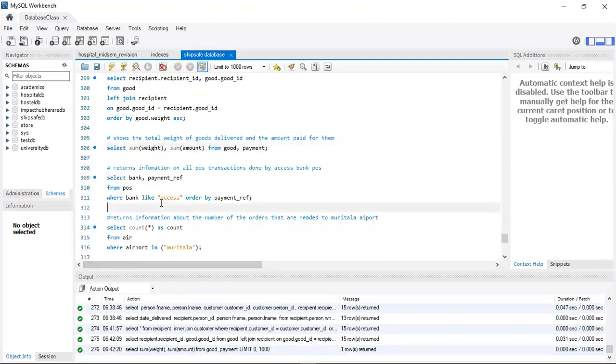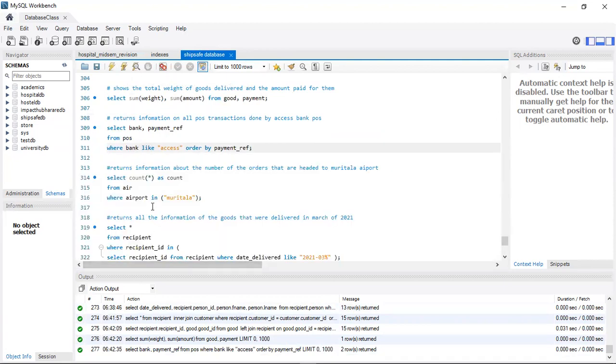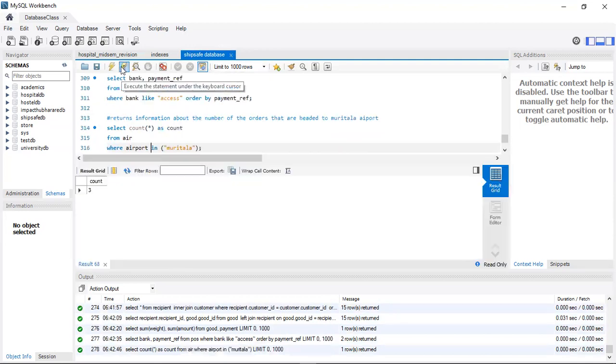Then this one returns all information on all POS transactions done by Access Bank. Obviously, Access Bank can be changed to other banks like Zenith and GTB, depending on what the searcher is looking for. Then these are all Access Bank. Then this one returns the total amount of goods of orders that are going through Murtala Mohammed International Airport, Lagos, which is 3 for this table.